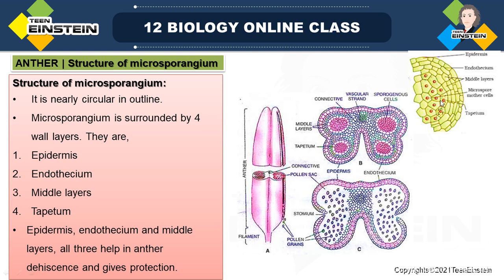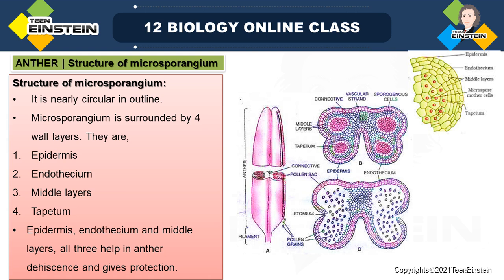Middle layers have 1 to 3 layers of cells, and at maturity this layer degenerates. When the anther is getting matured, these middle layers degenerate, and these middle layers are also involved in the dehiscence of anther.